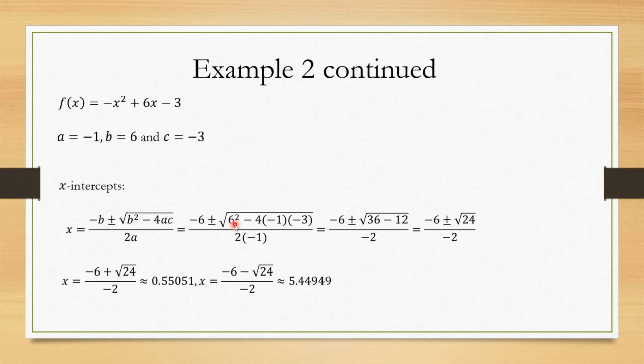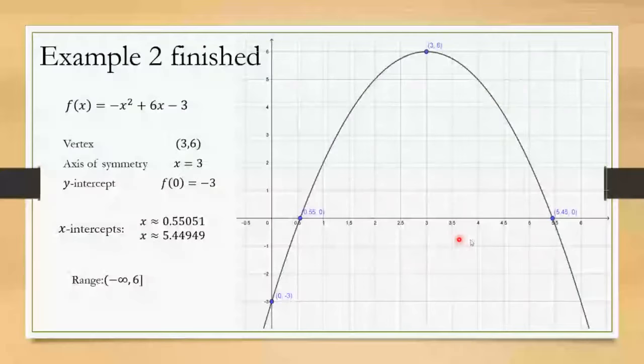So from here, what we're going to get is minus 6 plus or minus the square root of 6 squared, which is 36, minus 4 times minus 1 times minus 3. Well, this is equal to 12. So we have 36 minus 12 over minus 2. That's equal to this. And again, I just used the calculator to get the decimal form, mostly because the square root of 24 is not a perfect square. It's not a nice number, so to say. Well, it's not terrible. Now that we know the x-intercepts, we have everything we need.